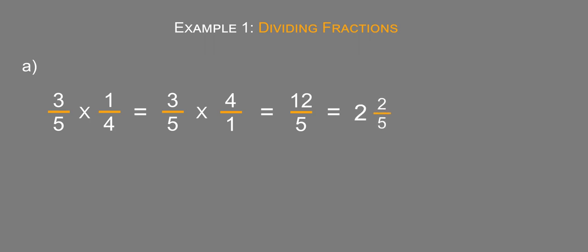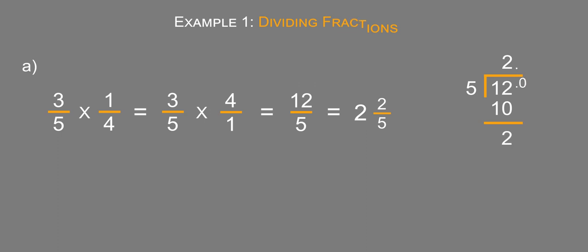If you don't believe me, you can work it out. 12 divided by 5. 5 times 2 is 10. 12 minus 10 is 2. Put a decimal here. Bring down the 0. 5 times 4 is 20. And we could have stopped right there, so it's 2.4, or we could have stopped right here when we had a remainder of 2. We put that over what we're dividing by, and that's 2 2/5, just like we found to begin with.